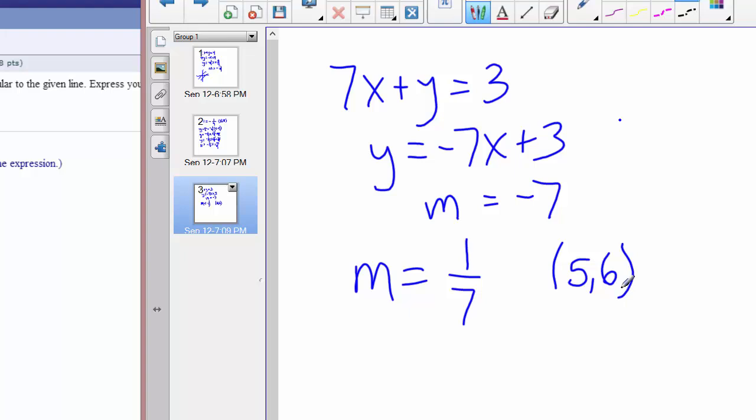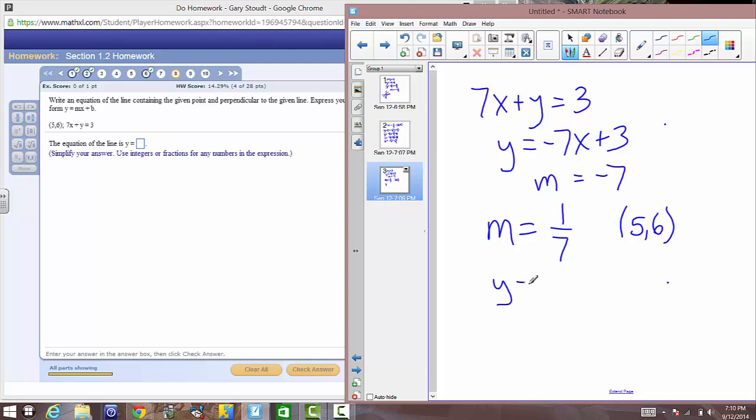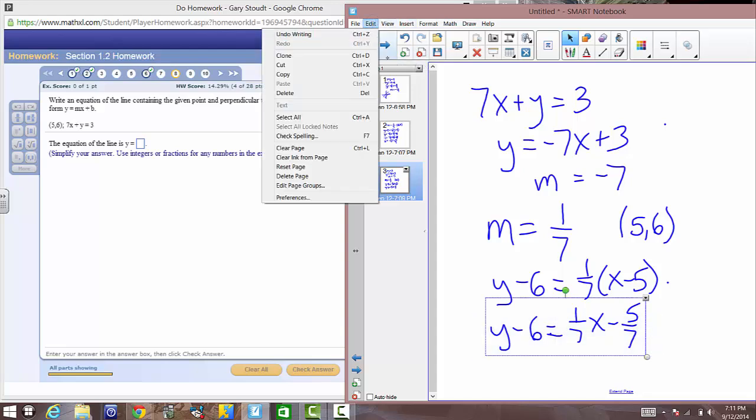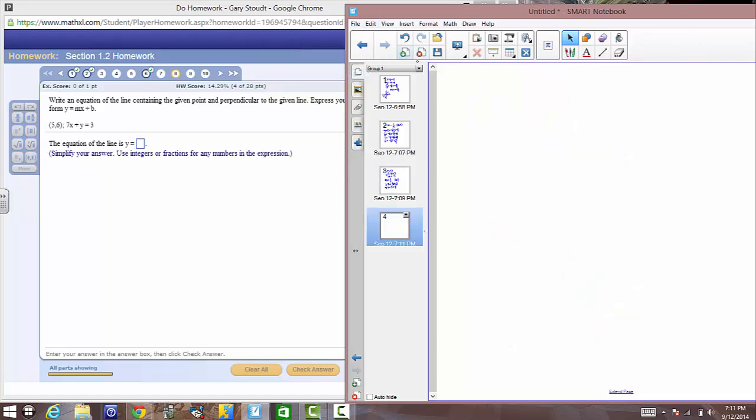So now we can put the line in slope-intercept form. And again, feel free to do this the way you learned in algebra class. I will use the point-slope form. y minus the y-coordinate of the point equals the slope times the quantity x minus the x-coordinate of the point. And now all that's left to do is clean it up. So 1/7 x minus 5/7. And then we need to add 6 to both sides. So since I'm running out of room here, we'll go to a new page.